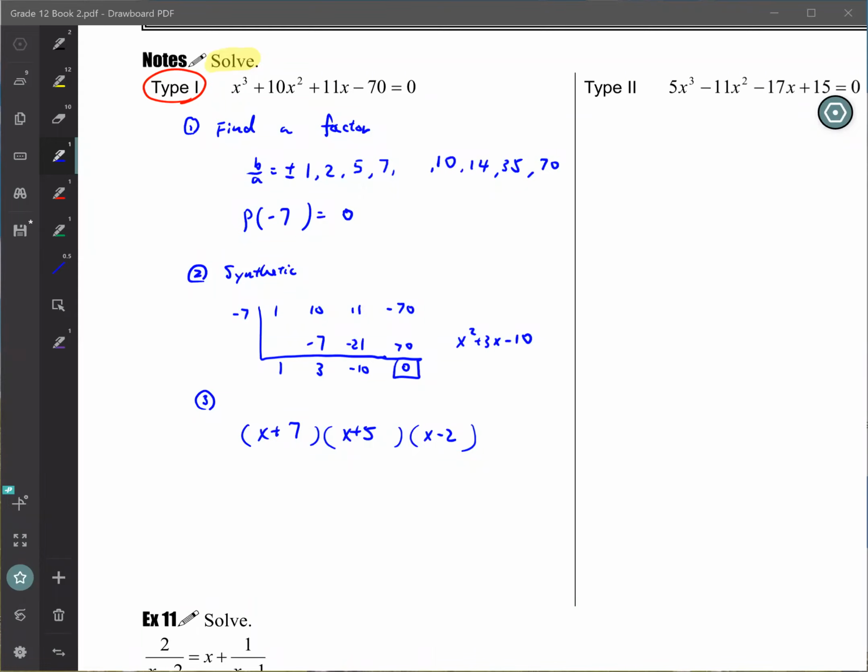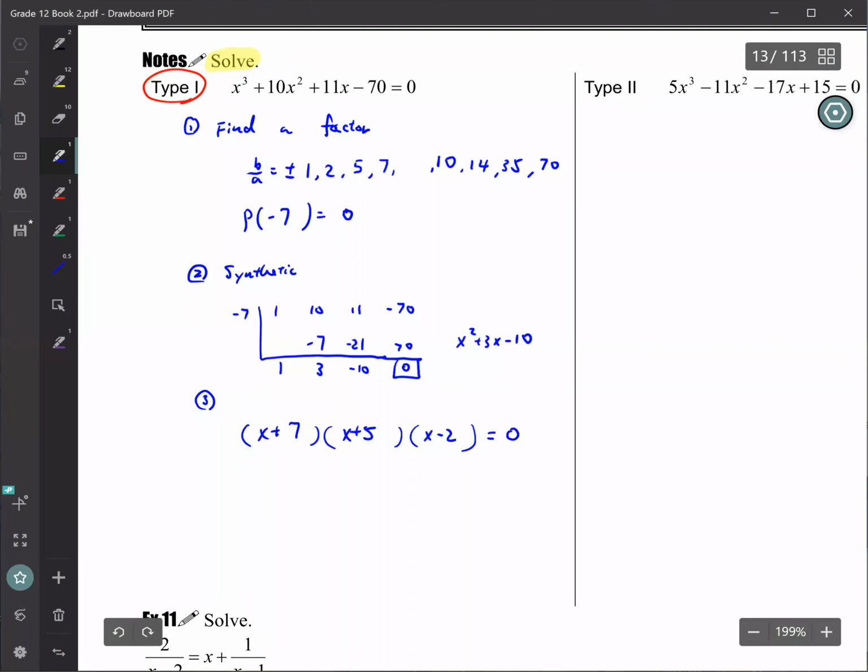Okay, so now we got here. If the question says factor completely, then you're done. You box it and hand it in. But because it says solve, then at the end of the 3 brackets you need to add equal to 0. Then you make each one equal to 0: x plus 7 equal to 0 gives us x equal to -7. The middle one gives -5, and the last one is 2. So you will be boxing the x values.